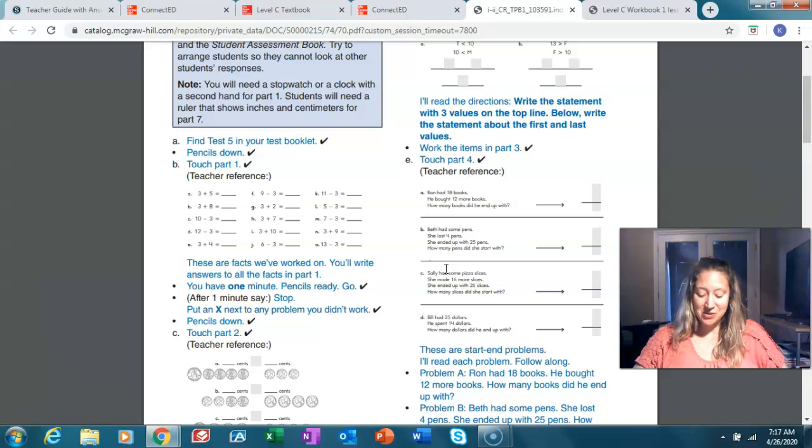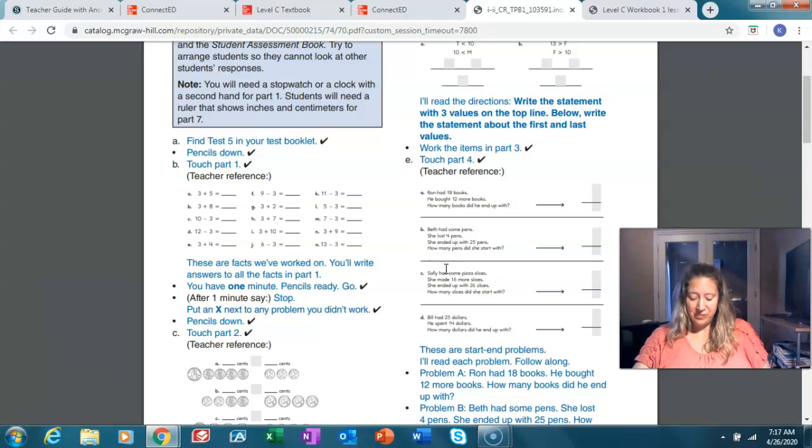And moving on to C, Sally had some pizza slices. She made 16 more pizza slices. She ended up with 26 slices. How many slices did she start with? Pause the video, work it out.